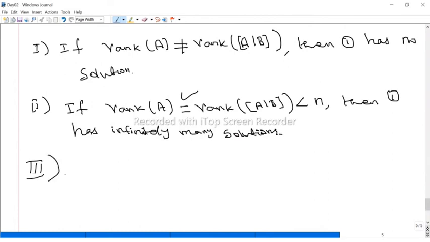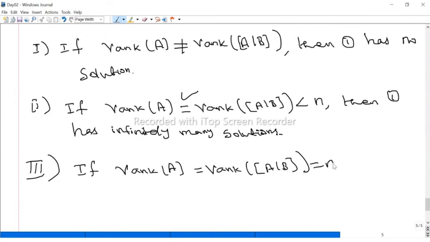So if the rank of the matrix A is equal to the rank of the augmented matrix, and both are equal to the number n, where n is the number of unknowns in the system, then the system 1 has a unique solution, or exactly one solution.